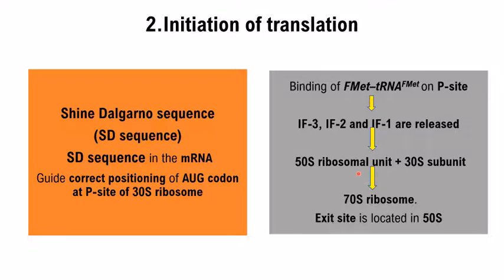Once the larger subunit joins the smaller subunit, all three important sites are exhibited on that 70S ribosome. It will have the A site, that is the amino acid site, the middle P or peptidyl site, and the E, the exit site, that is located in the 50S ribosomal subunit.